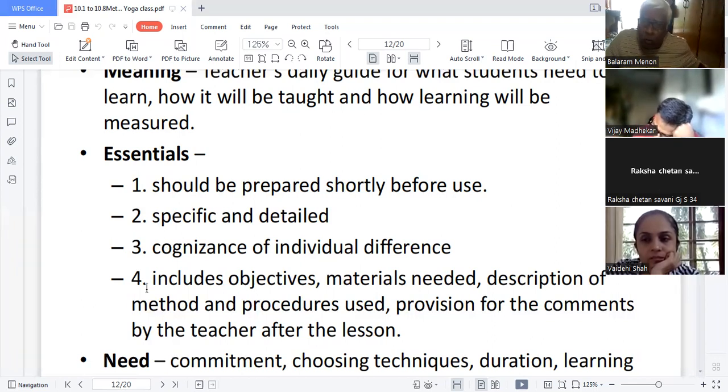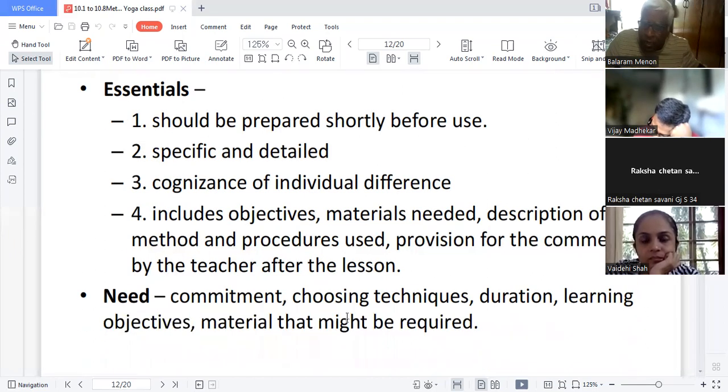This includes mostly the demonstrator's skill of moving to the materials needed, which are a yoga mat or Turkish towel, the description of the method, how to go about the method, the procedures used, and provision for the comments. And now what is the need? Commitment, choosing techniques, duration, learning objectives, and material that might be required. Okay.